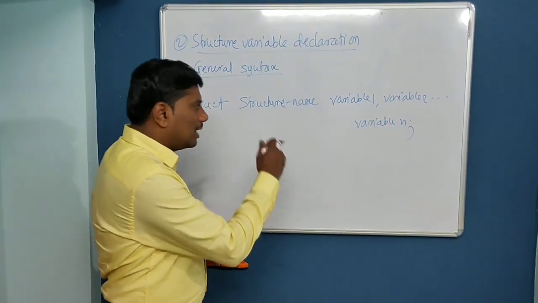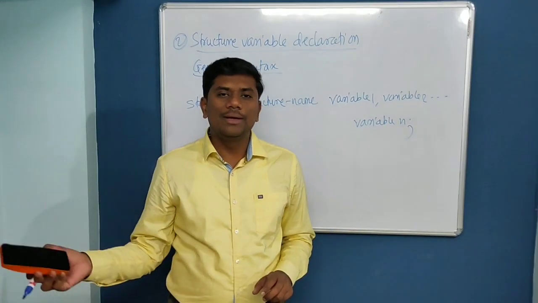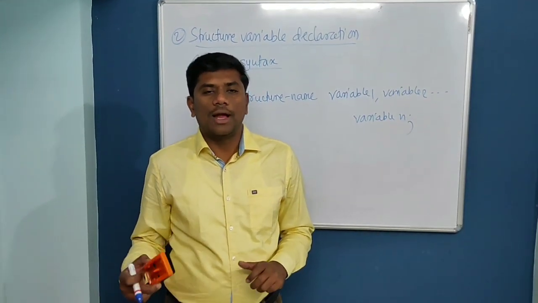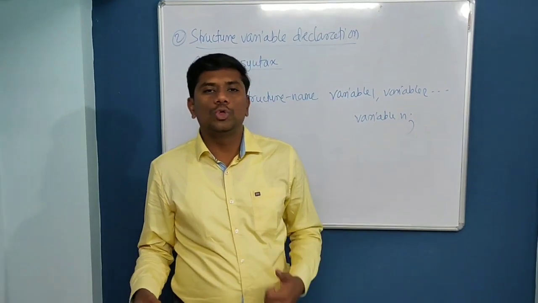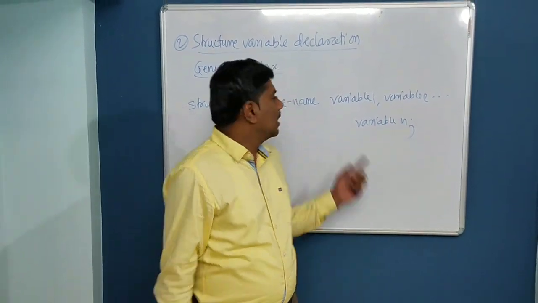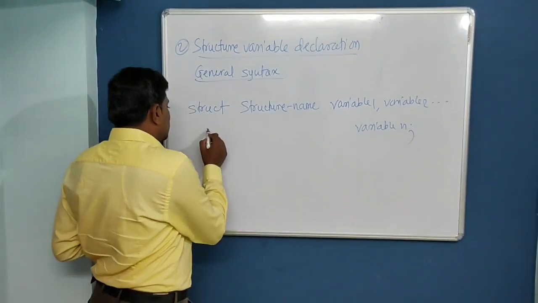Getting? So based on that number of variables, compiler can understand how many bytes will be reserved for your structure and how many student information user is going to store. So that idea can be taken from this particular structure variable declaration. So what is the example?